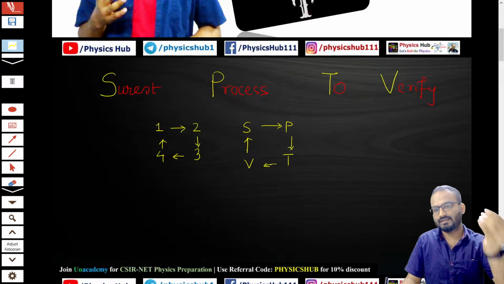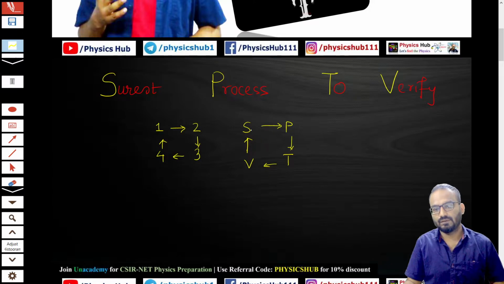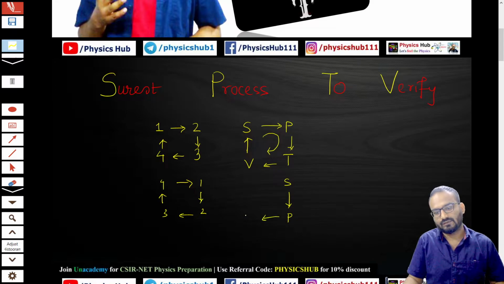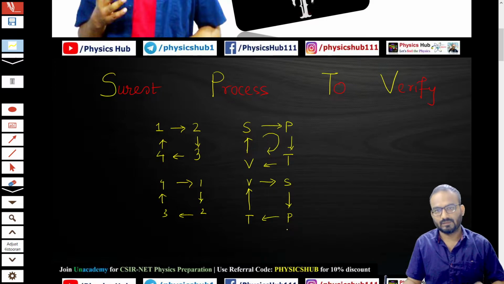Now to get the next Maxwell's relation, what will you do? You will just rotate them in a cyclic way, like 1, 2, 3, 4. In terms of SPTV, S will come to this place and P, T, V will repeat in a clockwise sense. This will give you the second thermodynamic relation.